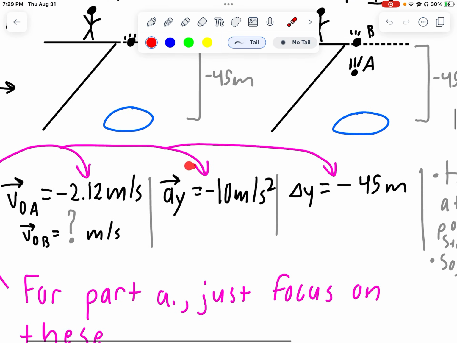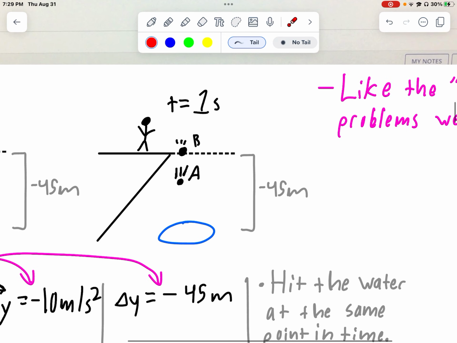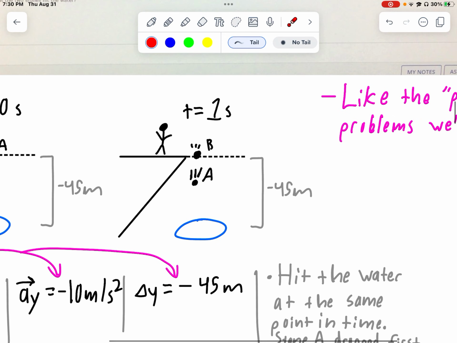And we can also just write down the acceleration due to gravity, the vertical acceleration, which we can just round to negative 10 meters per second squared. And then where things get interesting, or a little bit difficult, is at time equals 1 second, where the B stone is dropped, the second stone.